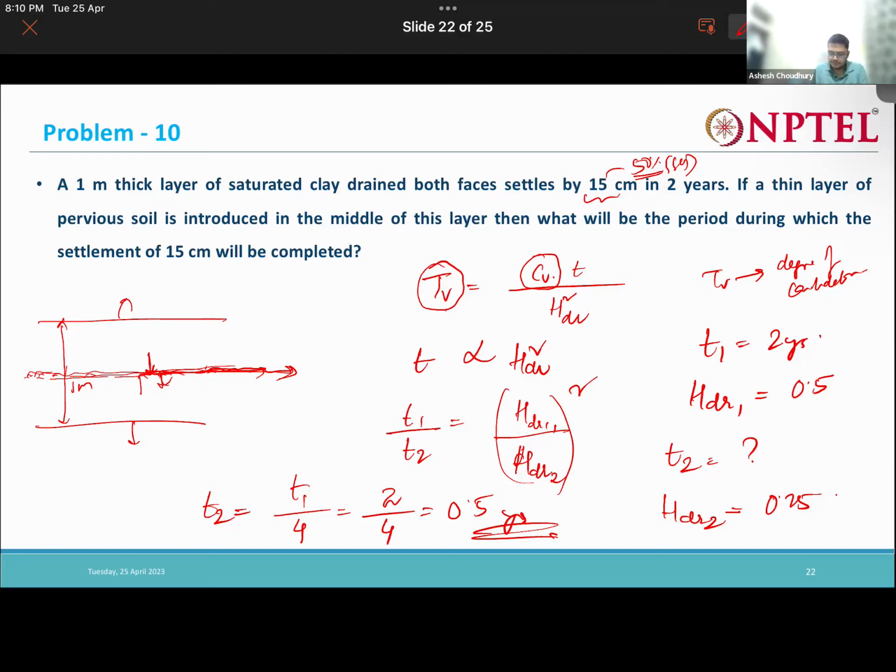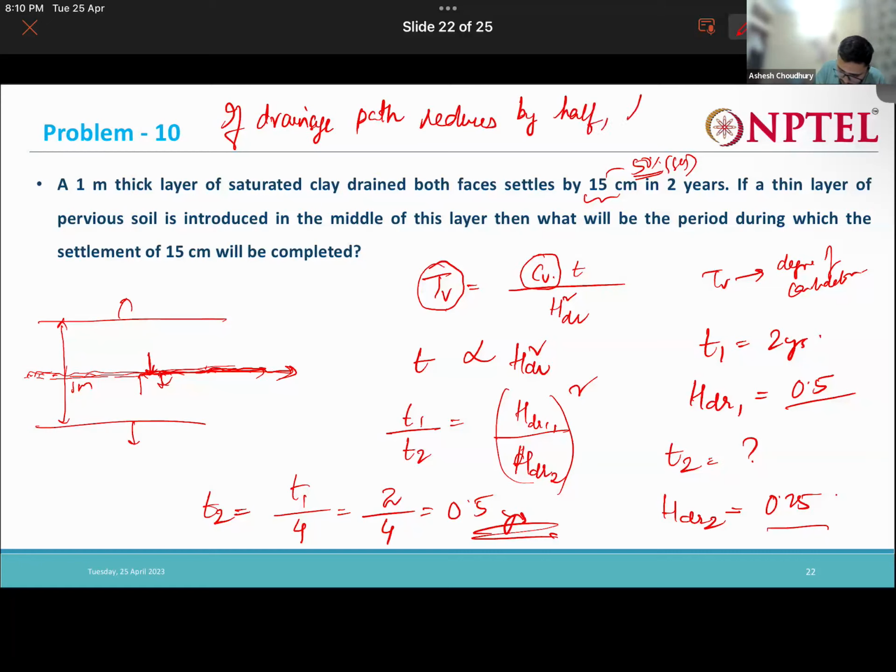All right. So previously the drainage path was this much, now the drainage path is smaller. So what we can write: if the drainage path reduces by half, time reduces by how much? 4 times. So if the drainage path reduces by half, my time reduces by 4 times.